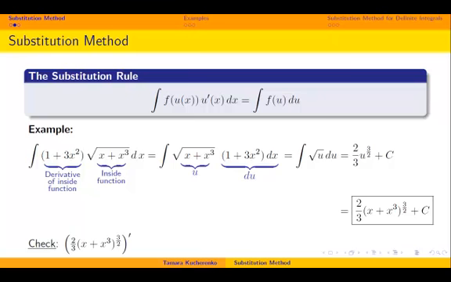We can check our answer by differentiating 2/3 times x plus x cubed to the power 3/2. We get 2/3 times 3/2 times x plus x cubed to the 1/2 times the derivative of the inside function 1 plus 3x squared, which is square root of x plus x cubed times 1 plus 3x squared, exactly the expression under the integral.